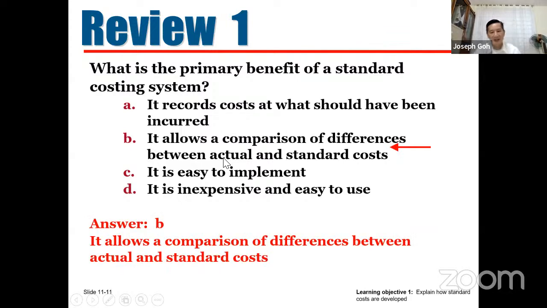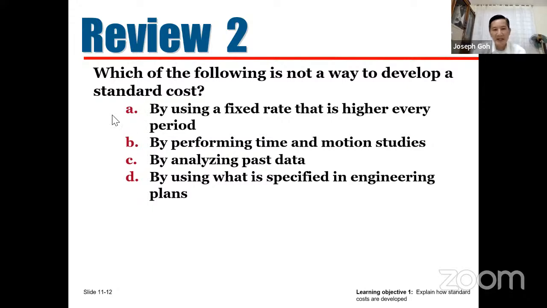Yeah, standard versus the actual. We go to example again. Which of the following is not a way to develop a standard cost? When we say to develop a standard cost, it means attainable standard cost. Okay, by using a fixed rate that is higher every period. That means we set the standard higher than the actual cost. In this example, we set the standard higher than the actual cost.